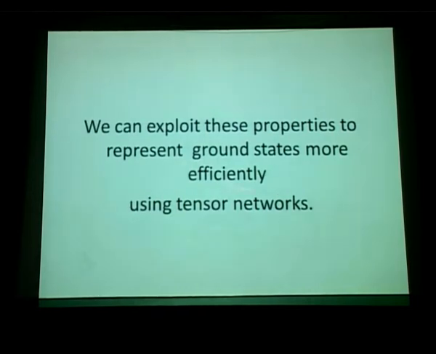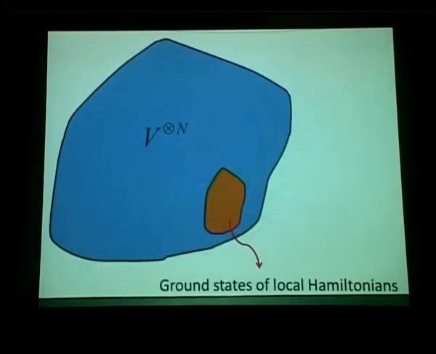Our key claim in this talk is that we can exploit these special properties to describe ground states in our many-body Hilbert space efficiently, and we're going to do this using tensor networks. The game we are playing is that if I pick a state arbitrarily from this many-body Hilbert space, I cannot say anything about it, I cannot describe it efficiently. But nonetheless, there is a subspace of interesting states, and it turns out that this is a subspace we are actually interested in. This indeed can be described efficiently on a classical computer.